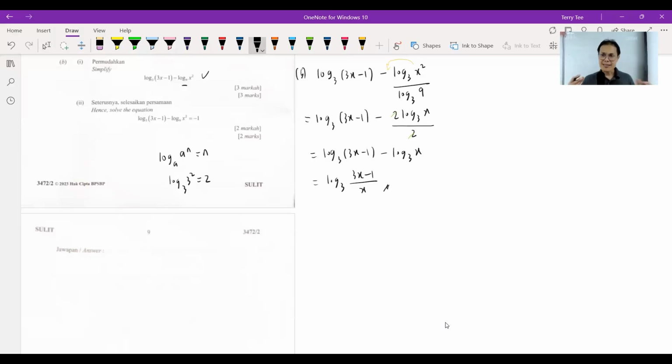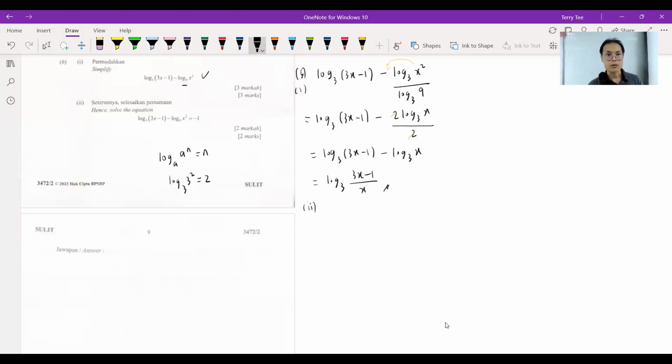Sometimes when they say simplify, it simply means combine into a single logarithm. Perhaps the question should say, pemudahkan kepada sebutan logarithm tunggal, or simplify to a single logarithm. Okay, so this is B Roman 1. Okay, Roman 2, we're going to solve this equation.